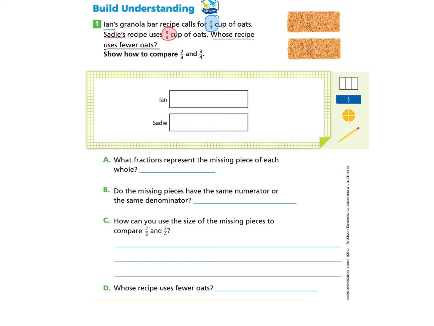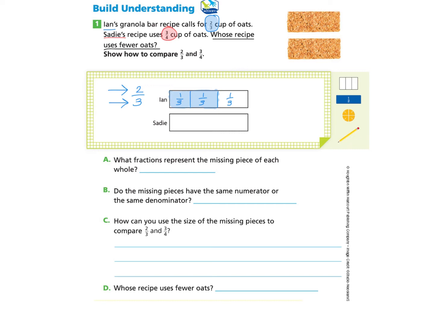First, we will start with Ian's. We know that Ian's recipe calls for 2/3. So we will take a look at the denominator, which is 3, and we will cut Ian's fraction strip into 3 equal parts. Each of these parts is one of the 3 parts. Now we will look at the numerator for Ian's recipe, and that is 2. So we will fill in 1, 2 of the 3 parts. So here is Ian's fraction strip of 2/3.